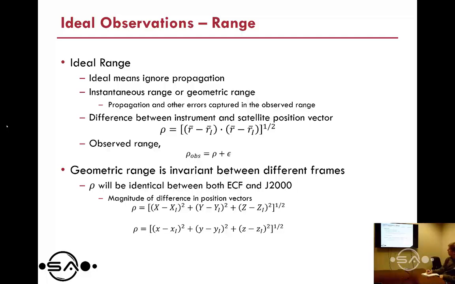Geometric range is invariant between different frames because it's literally the difference in magnitude between the two vectors. So if we took it in the Earth-centered fixed frame, which is the one on the bottom because it's lowercase, not inertial, it's literally the magnitude of the difference between the two position vectors, right? It doesn't matter which coordinate frame it's in, it's still going to be the same difference.